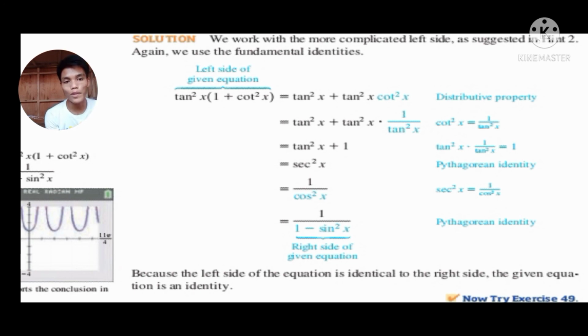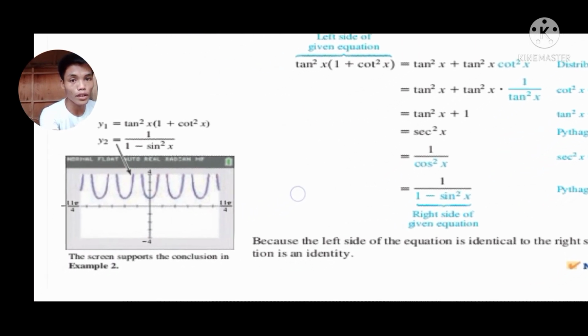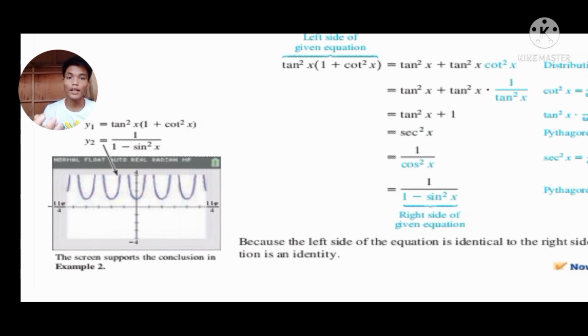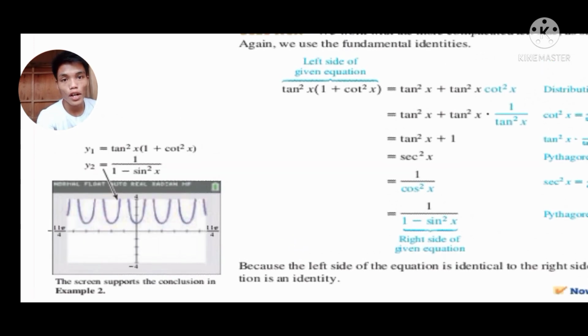The given equation used the Pythagorean identity. Now, because the left side of the equation is identical to the right side, the given equation is an identity. As you can see, every detail shows an identity. If we summarize it all, the equation is an identity. And here is the supporting detail, the graph that supports that our equation is an identity. So the screen supports the conclusion in example 2. As you can see, y1 is equal to tan squared x multiplied by 1 plus cotangent squared x, cotangent to the power of 2, I mean.